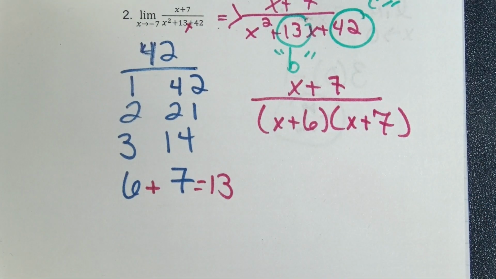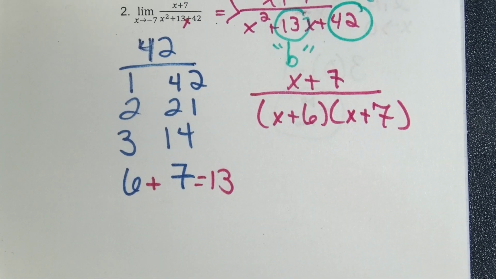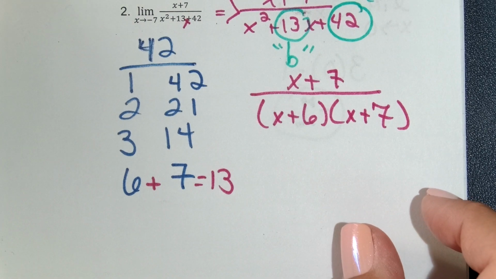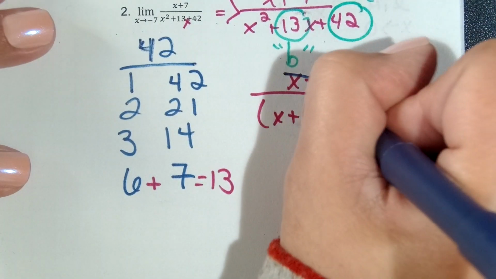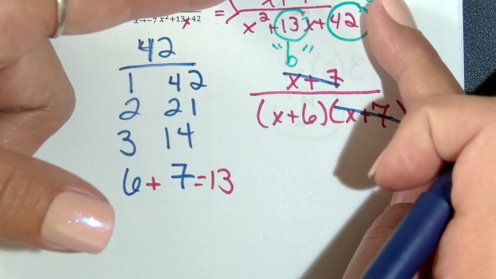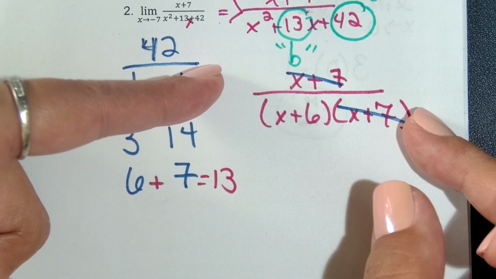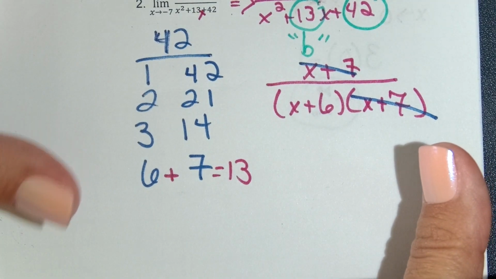Now what can I do? I've factored it out. Cancel any common factors. What are my common factors? X plus 7. So again, this is a level 2. Now we've gone from level 3 to level 2. As long as you know how to do level 2, after you factor, you're good.